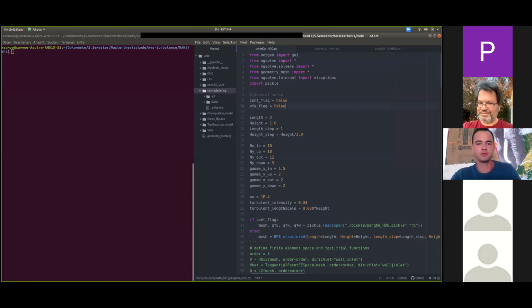Yeah, I tried to keep it quite simple. I prepared a file for this case. Here we are going to simulate turbulent flow over a backward facing step with the use of a K omega turbulence model and run the simulation. First of all, we have to define our geometry and our mesh setup.